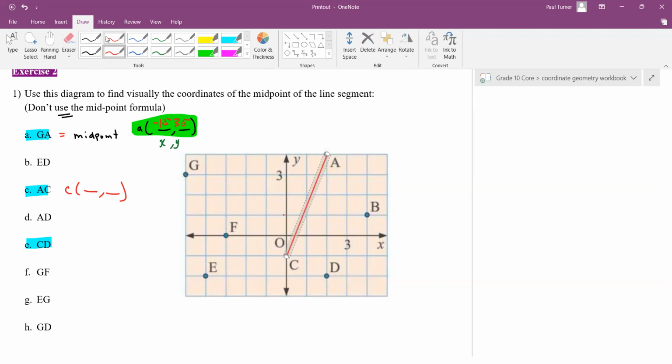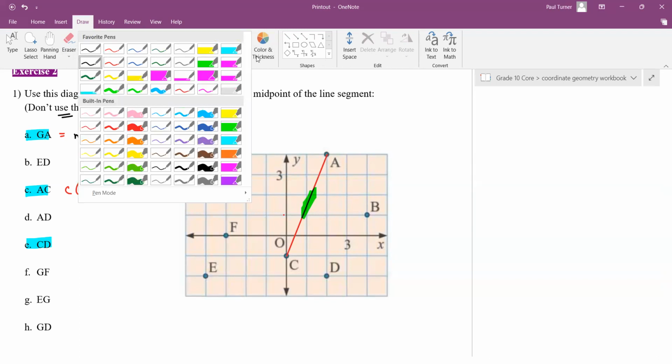AC there. And if I want to help myself, I might cross the line over to make kind of like a rectangle. So your midpoint's here, isn't it? Somewhere here. And it might be a fraction. So if you want to help, you can make a new line.